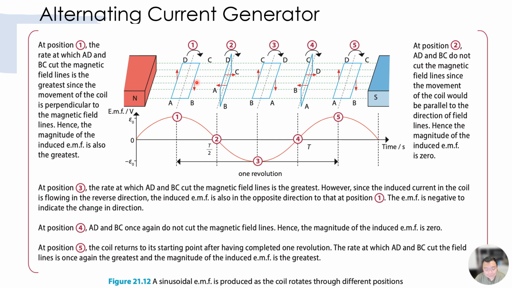So again, I'll reinforce Fleming's right-hand rule. Only when there's cutting, only when the straight wire cuts the field line, like what you have seen in AD in this position, then there will be induced EMF or induced current. When the motion of the wire is parallel to the field lines direction, which is like what you see in position 2 and 4, then you do not get any effects at all.